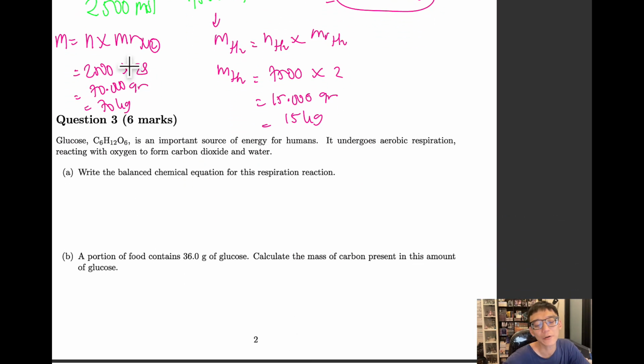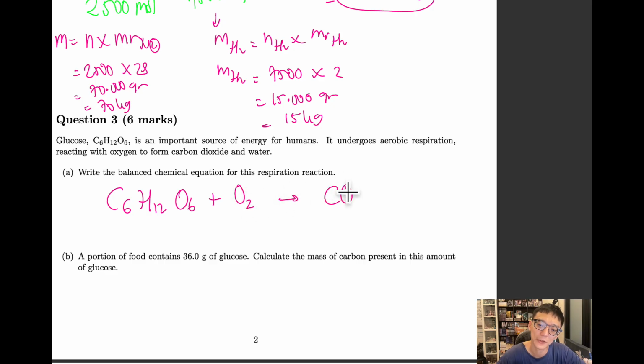Finally, now you have to write your own reaction. Glucose, C6H12O6, is an important source of energy for humans. It undergoes aerobic respiration, reacting with oxygen to form carbon dioxide and water. Write the balanced chemical equation. So glucose will react with oxygen to form carbon dioxide and water, CO2 and H2O. So now we have to balance this.